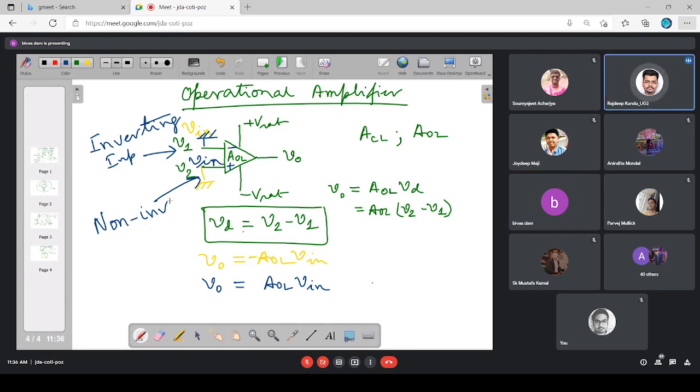Sir, is the minus and plus for the gain, sorry, for V0? Basically that is getting introduced due to this concept.